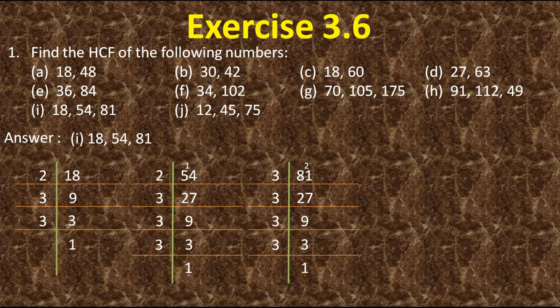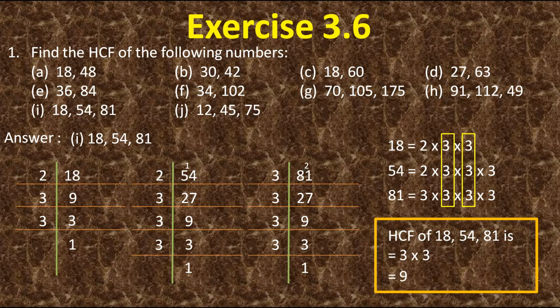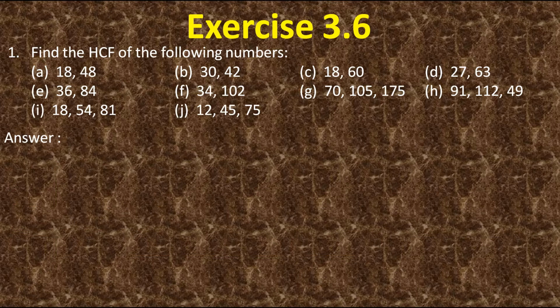Okay. So the prime factorization of 18 is 2 into 3 into 3, and 54 is 2 into 3 into 3 into 3, and 81 is 3 into 3 into 3 into 3. So here we got 3 and 3 as common. Therefore, the HCF of 18, 54 and 81 is 3 into 3, which is equal to 9. Okay. Now let's move to the next one, that is 12, 45 and 75.